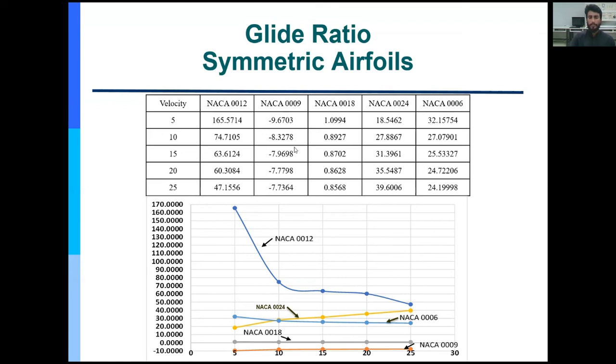These are the glide ratios for different symmetric airfoils at different wind velocities. If we observe the graph, NACA 0012 has the maximum glide ratio. So the best airfoil from the symmetric series is NACA 0012, as observed from the simulation results.